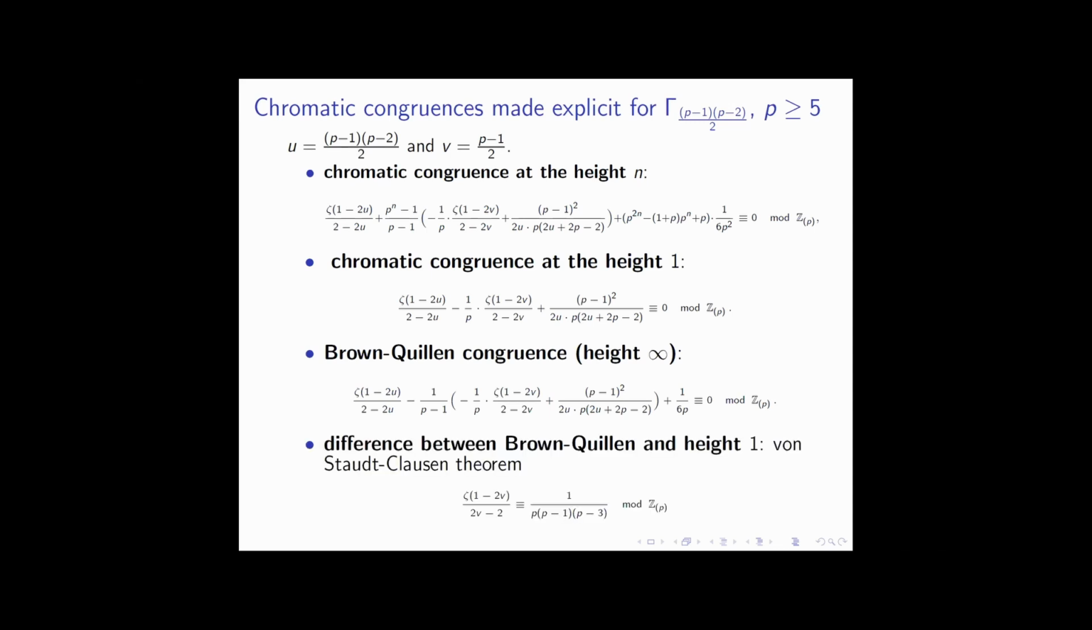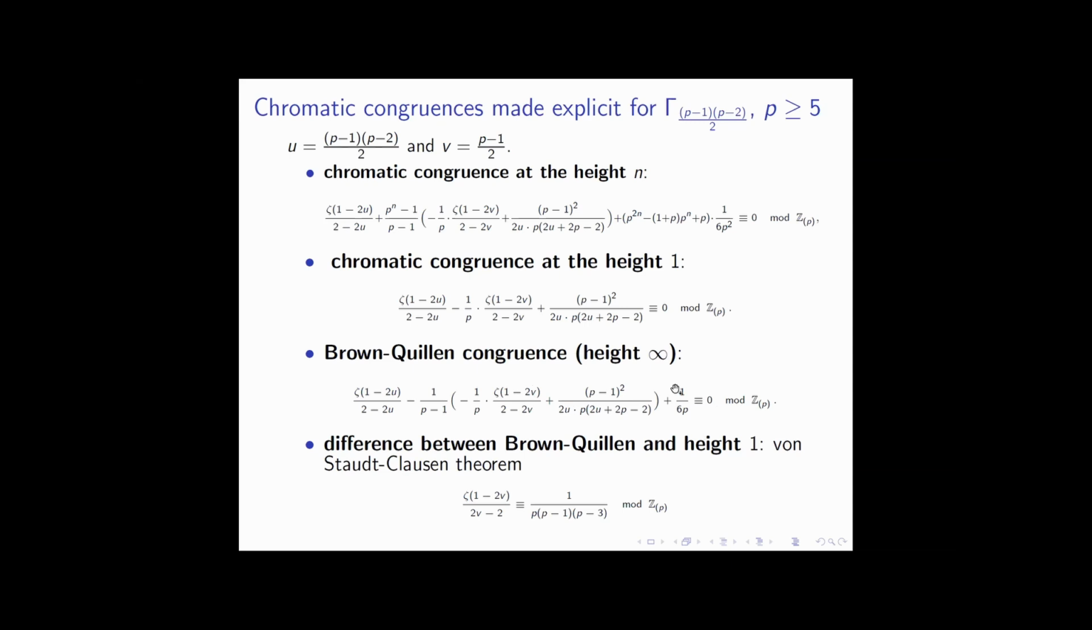So these are all the congruences which we talked about today. This chromatic congruence which I presented today takes this form in the case of this kind of mapping class group, with all these powers of p and stuff involved. At height 1, this is exactly this congruence, which is equivalent to this Cohen's congruence I was talking about. If you look at this congruence more carefully, you discover that this is exactly Cohen's congruence. This is the Brown-Quillen congruence in the mapping class group case. And you see that it's very different. The height infinity case is very different from the height 1 case. There is this extra summand here.